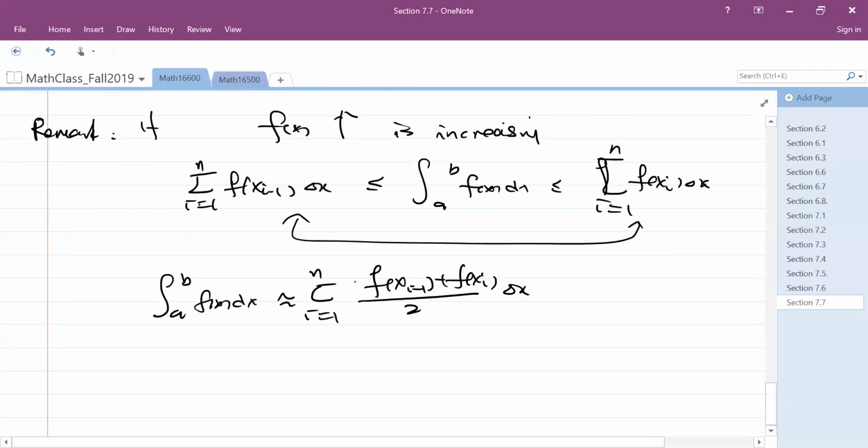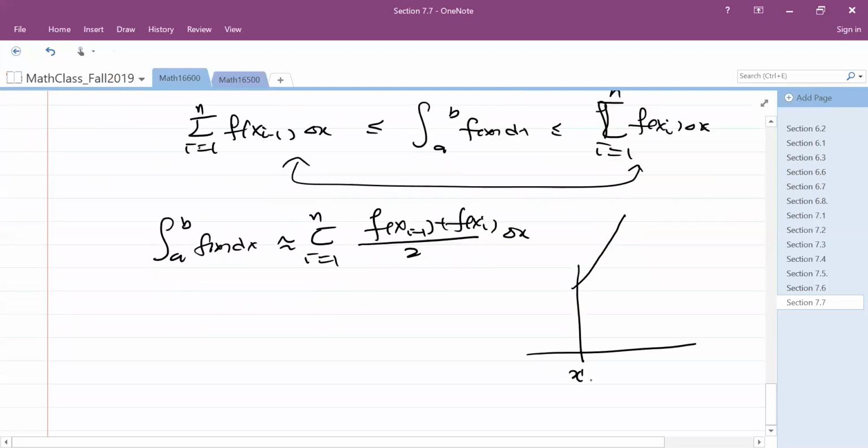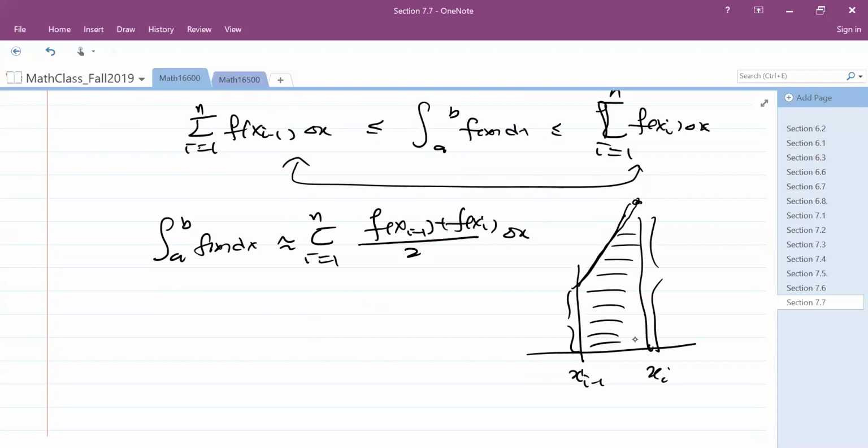Because this sum, when you add them together and take the average value, is going to be, look at the picture here, right? Here's x minus 1, here's xi. So this plus this, multiply by that. It's actually the area of this trapezoid. So how do you remember the area formula of a trapezoid? The top base plus the bottom base divided by 2, times the height. Height here is delta x. Okay, so this is a trapezoid.